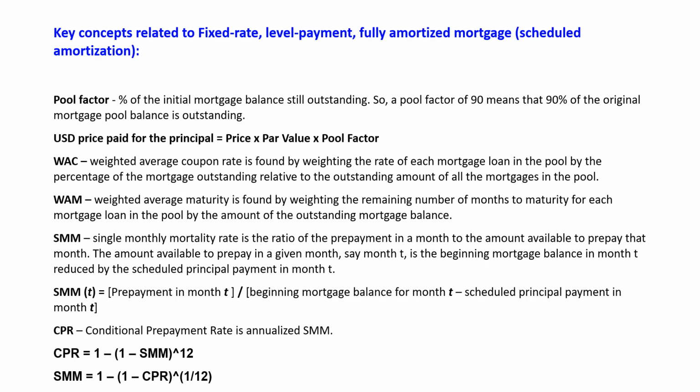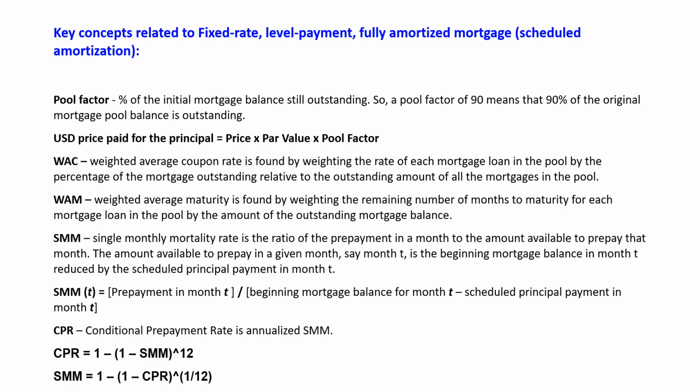There are key concepts related to fixed rate, level payment, fully amortized mortgages, which represent 90% of the mortgage market in the US and many countries. One of them is called pool factor. Pool factor is just the percentage of the initial mortgage balance that's still outstanding. In other words, it's the amount that's left after you subtract the amount that has been repaid from the initial balance. You need to calculate the USD price paid for the principal by using the pool factor in order to calculate the balance.